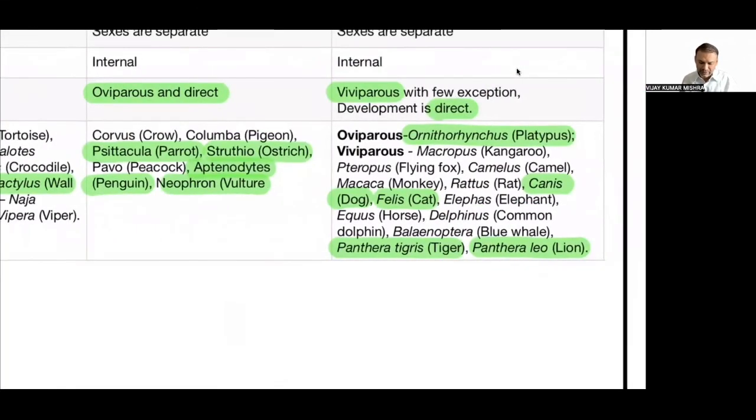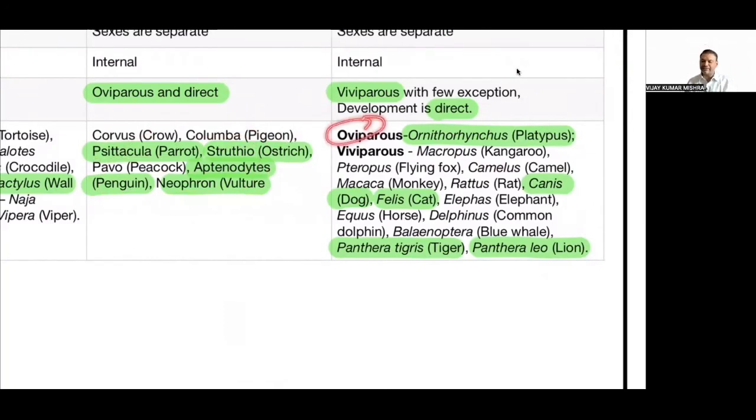Corvus is a crow, Columba is a pigeon, Psittacula is a parrot, Struthio is an ostrich, Pavo is a peacock, Aptenodytes is a penguin, and Neophron is a vulture. These are all very, very important. Whatever names I have highlighted are more important compared to other names, as per me.